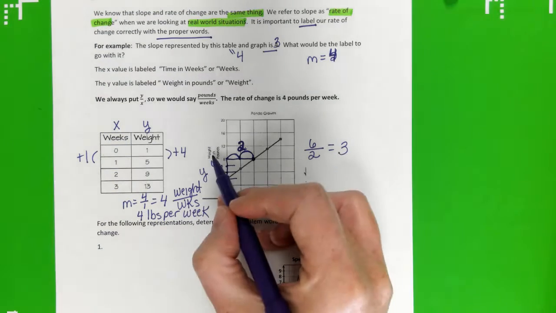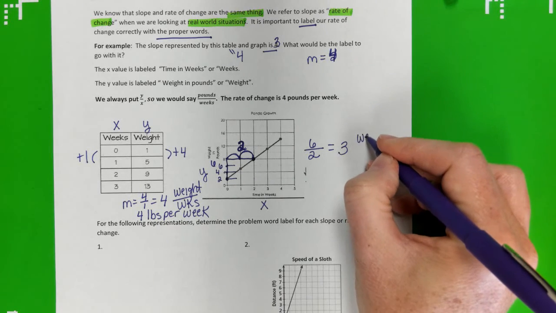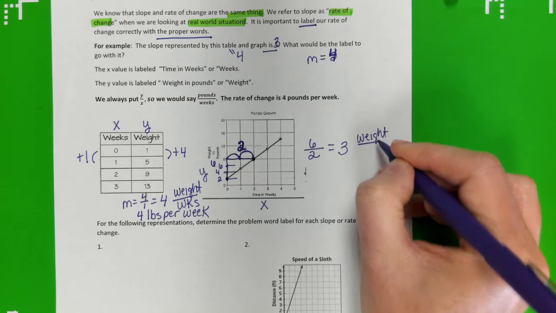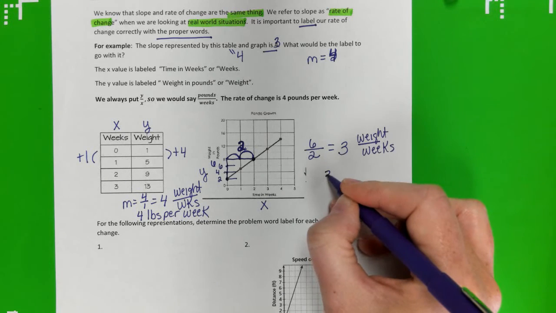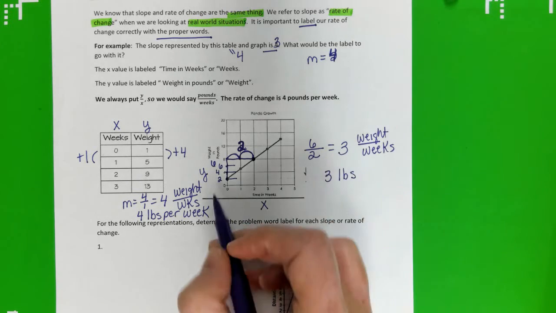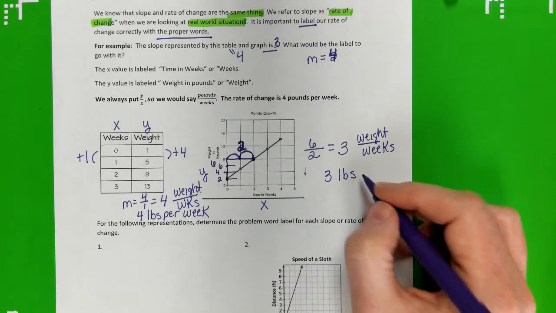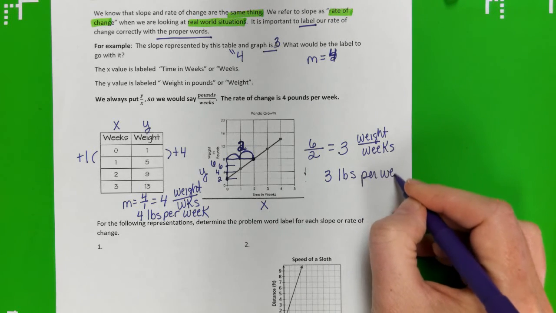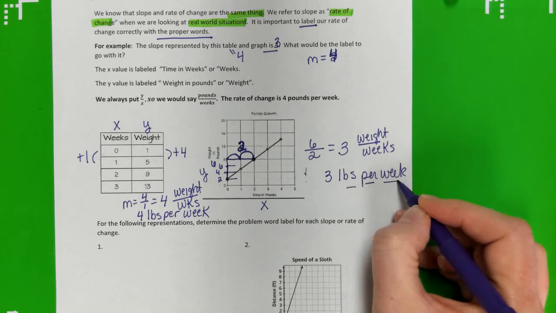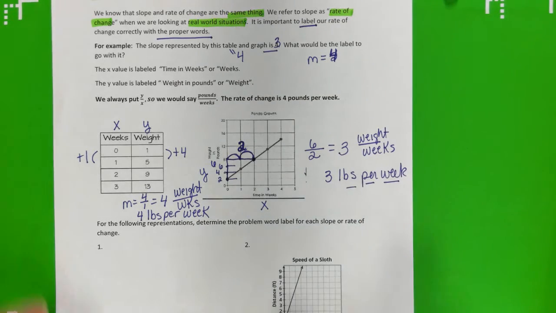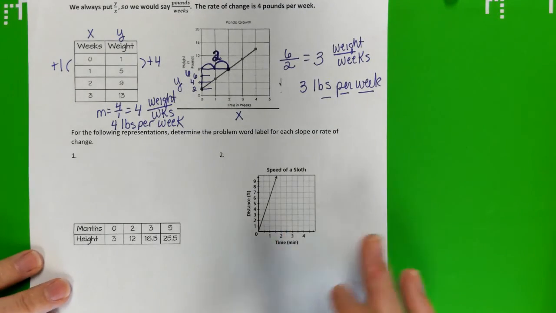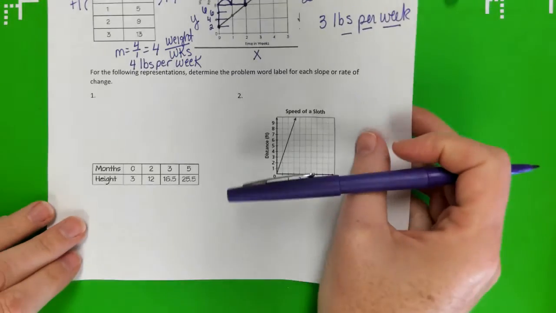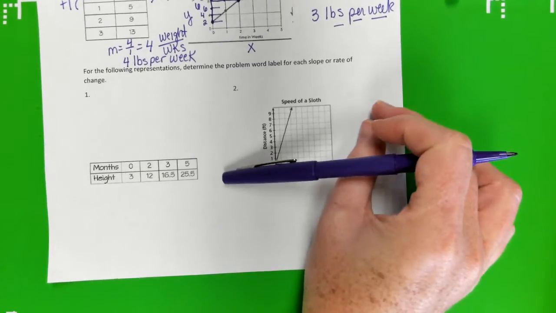Same thing here. My y is the weight, my x is the weeks. So this would be 3 pounds, because I think it did say we're measuring in pounds, per week. We should know that rates are indicated, and we talked about that when we wrote equations, right? Per, each: 4 pounds each week, 4 pounds every week. Okay, so let's look at the next example.